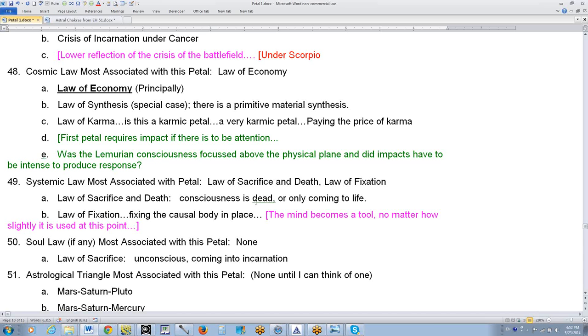Consciousness is dead and only coming to life slightly. What about the law of fixation? Well, you're fixing the causal body in a formal place. The mind is related to the law of fixation, and it's becoming a tool, no matter how slightly it may be used at this point.